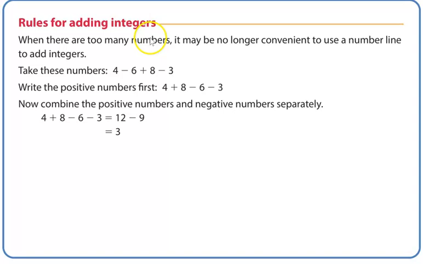Rules for adding integers. When there are too many numbers, it may be no longer convenient to use a number line to add integers. Take these numbers: 4 minus 6 plus 8 minus 3. Write the positive numbers first, so 4 plus 8, and then minus 6 minus 3. Now combine the positive numbers and negative numbers separately. So 4 plus 8 is 12, and minus 6 minus 3 is minus 9, and 12 minus 9 is 3.